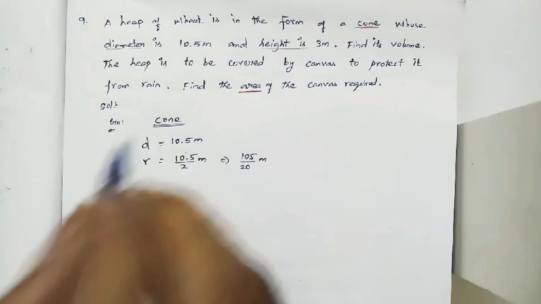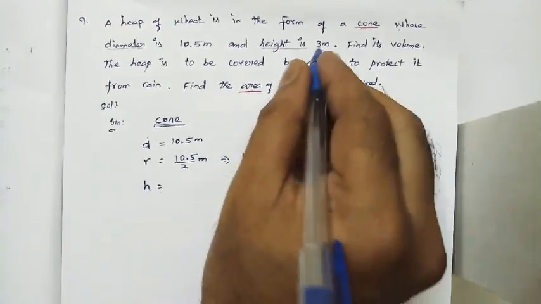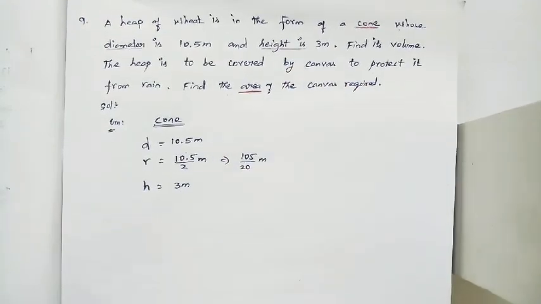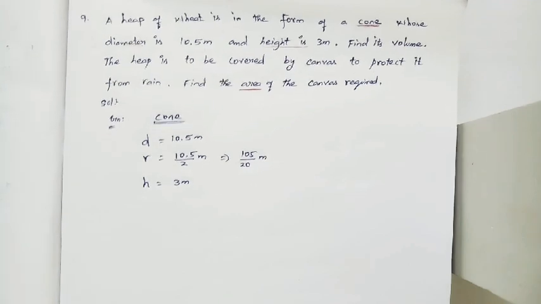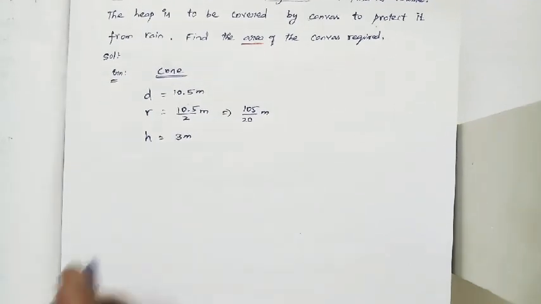So that is the radius of the cone. Next, the height of the cone is 3 meter. Still what do we need? Slant height we need. So now itself we can find it. So what is the formula for finding slant height?